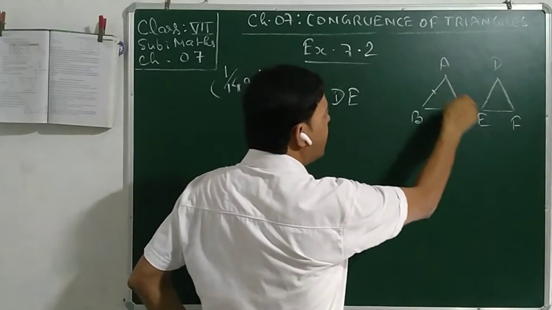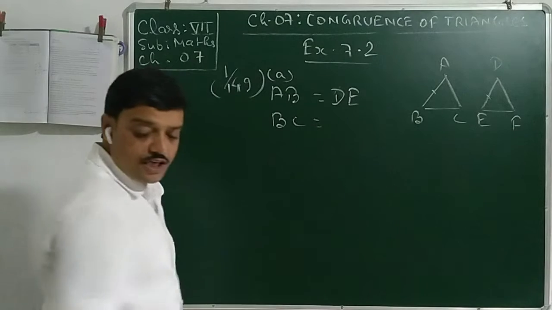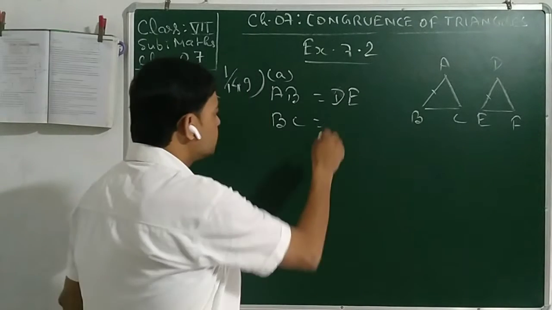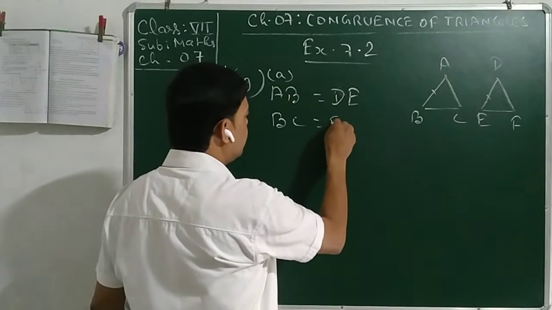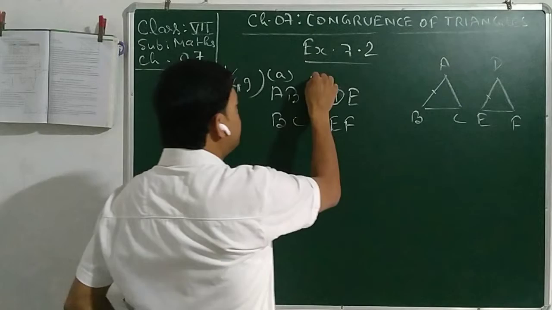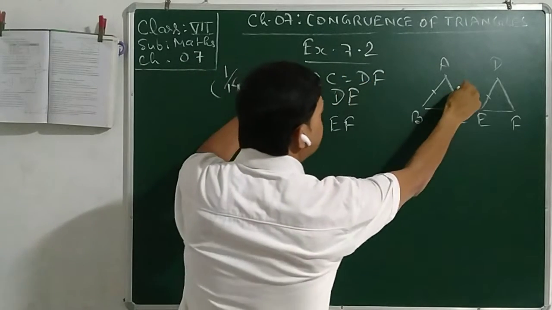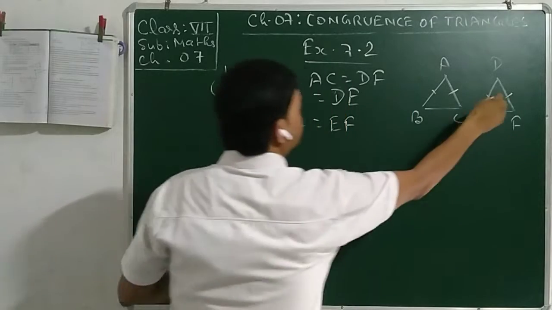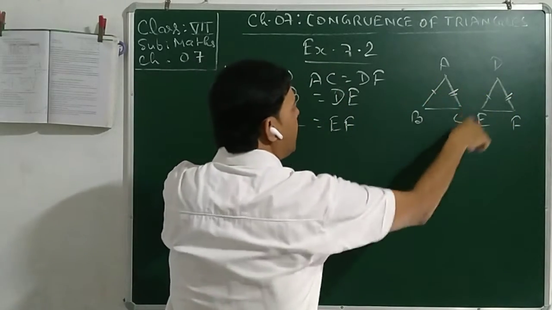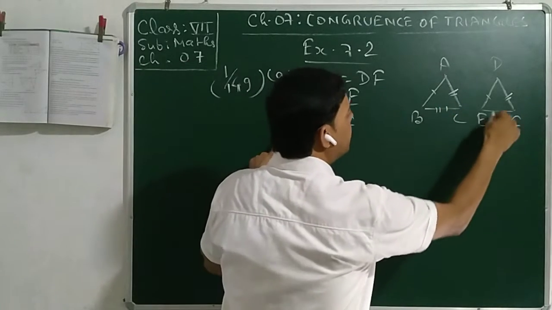That means this side is equal to this side. Now BC is equal to EF. One thing more was given there. The first condition was AC equal to DF. See, AC, this side, is equal to DF. Now, AB equal to DE I had already marked, and BC equal to EF, this side.